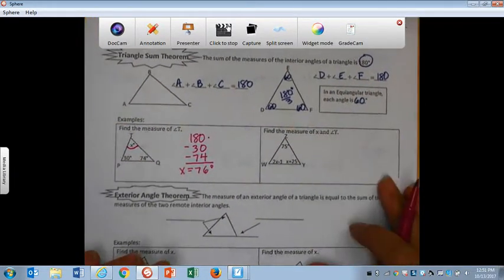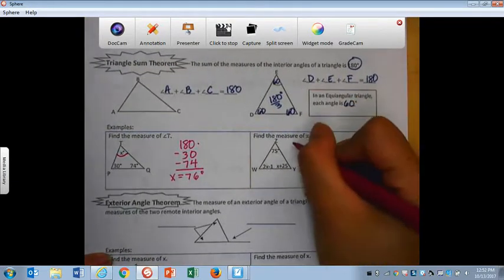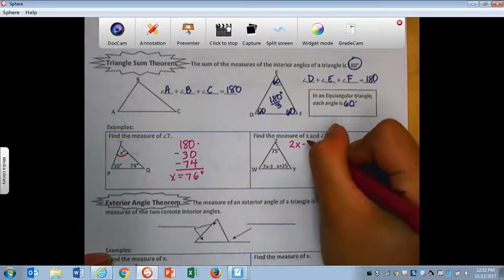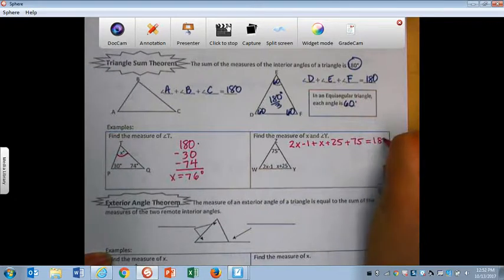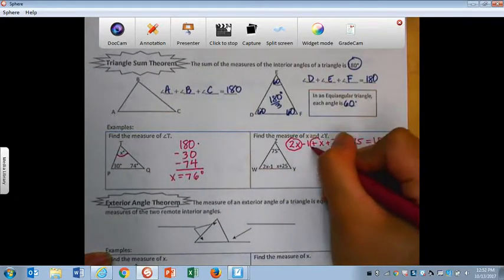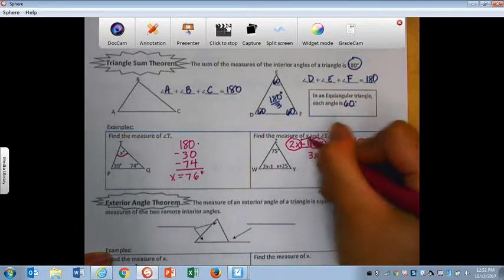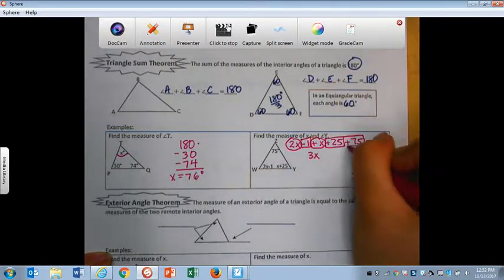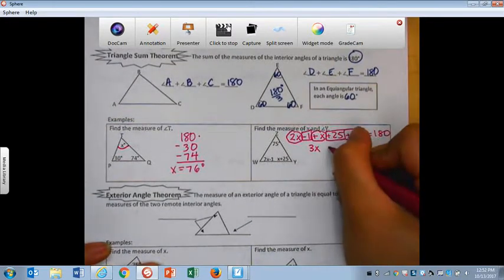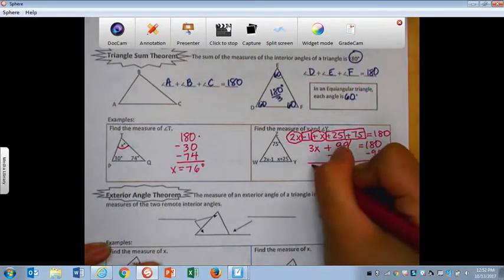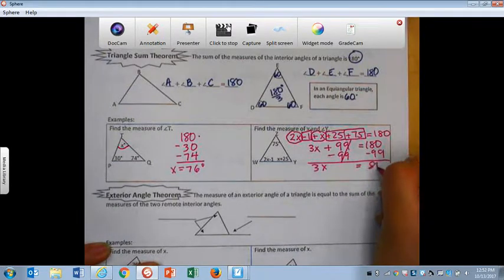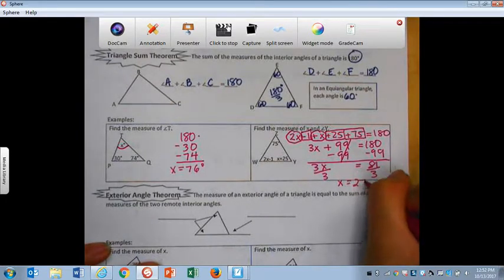This one's a little bit more complicated, so let's set up an equation. So I'm going to add all these. 2x minus 1 plus x plus 25 plus 75 equals 180. Okay? I'm going to add like terms. That's 3x. Then now these ones, okay? Those all add up to 99. That equals 180. Take away the 99 on both sides. 3x equals 81. And when you divide by 3, x is going to be 27.